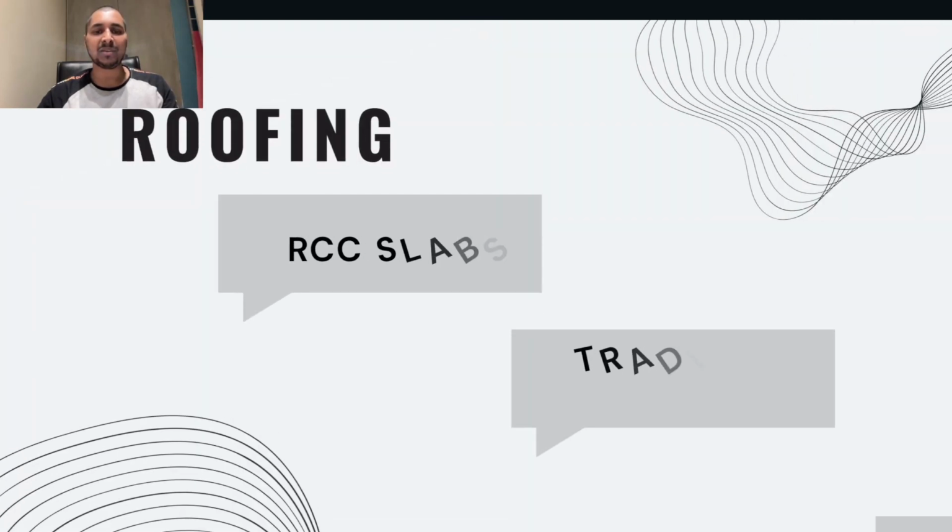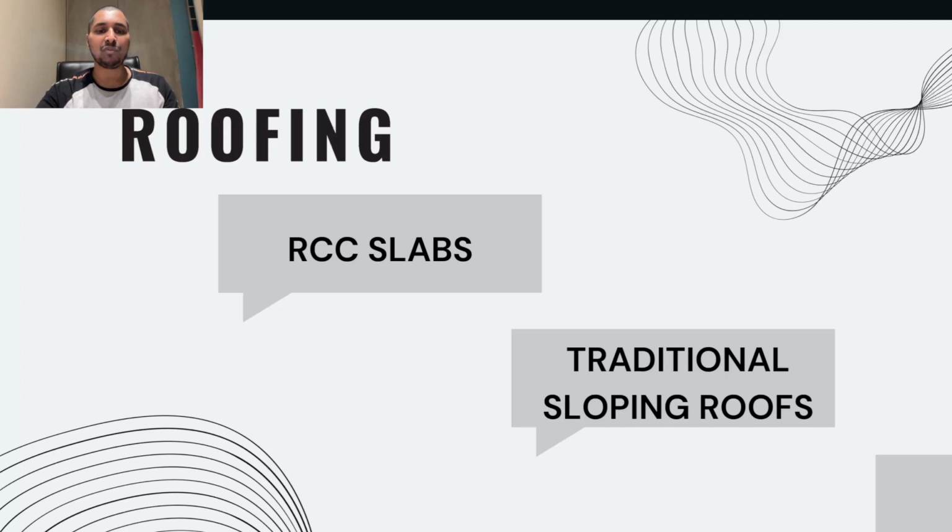Now, the roofing system plays a vital role in protecting your home from external factors. The most common roofing options in India are RCC slabs, traditional sloping roofs, and flat roofs. Depending on the location and budget, choose the best option which suits your need.